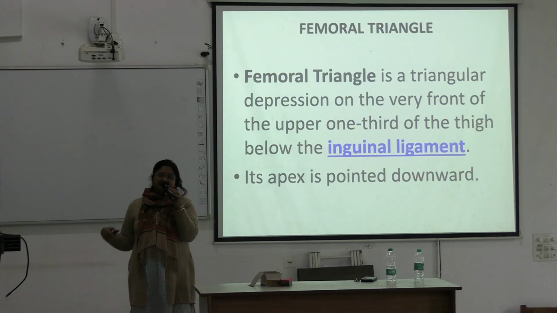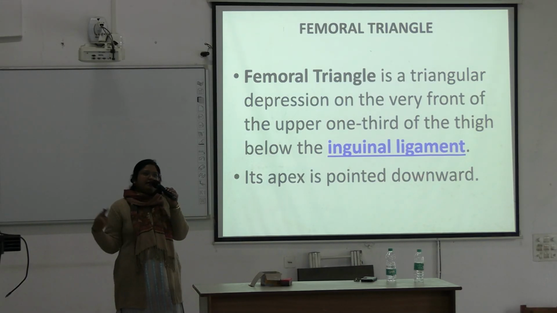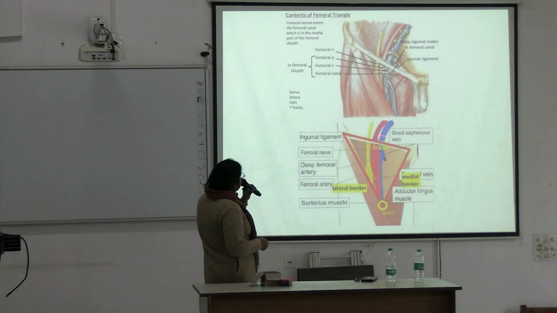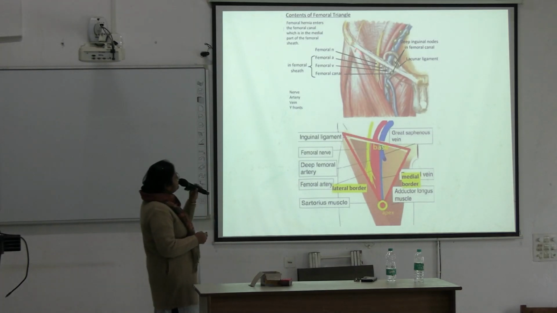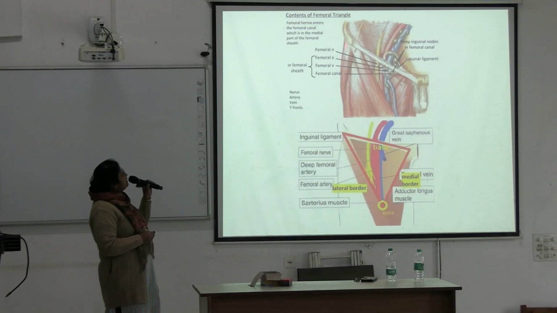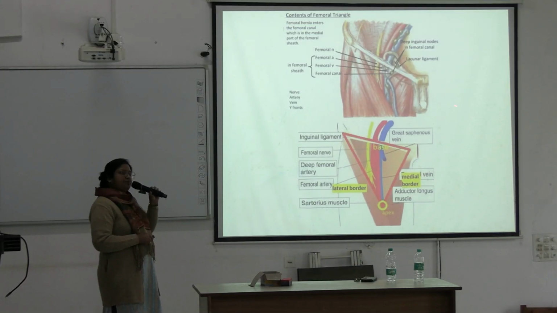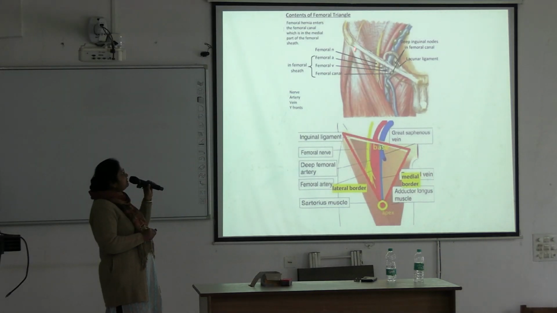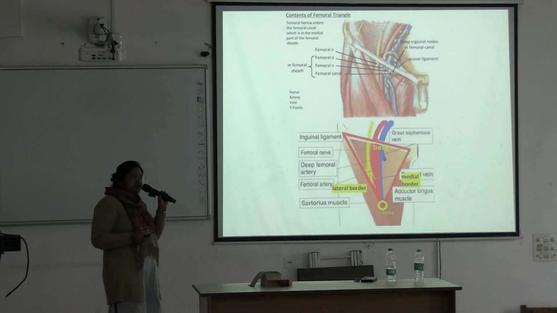It is an inverted triangle. Apex is downward, base is formed by the inguinal ligament. See here, this is the location of the femoral triangle. Okay, so this is inguinal ligament which is attached at the anterior superior iliac spine and the pubic tubercle. And this is Sartorius muscle. Here is the Adductor Longus. These two muscles and inguinal ligament forming the triangle, boundaries of the triangle.